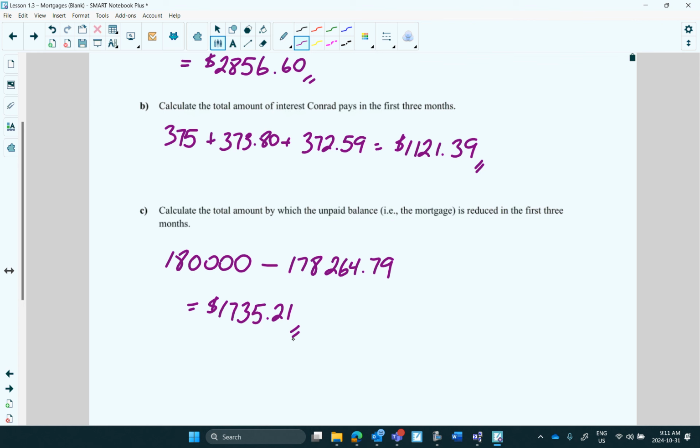So these are just some of the calculations. You see, the math itself is relatively straightforward, but the tables can get a little bit complicated.